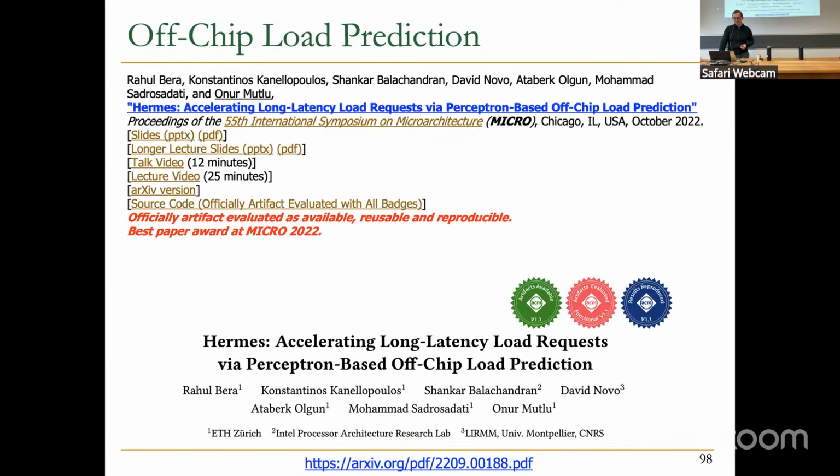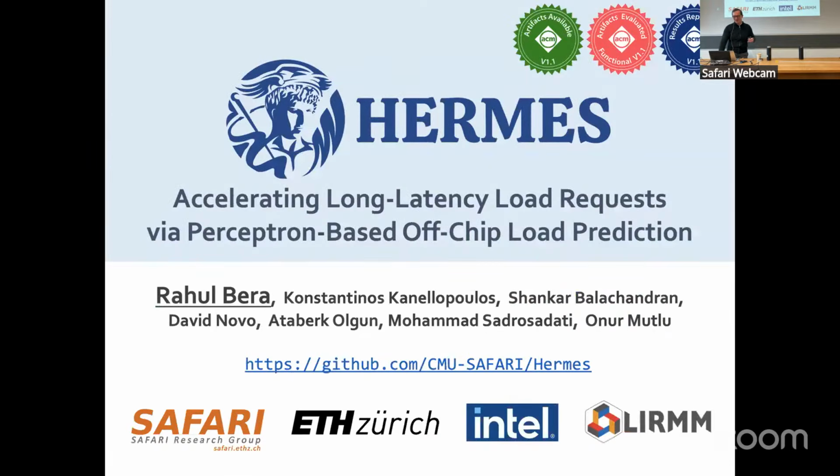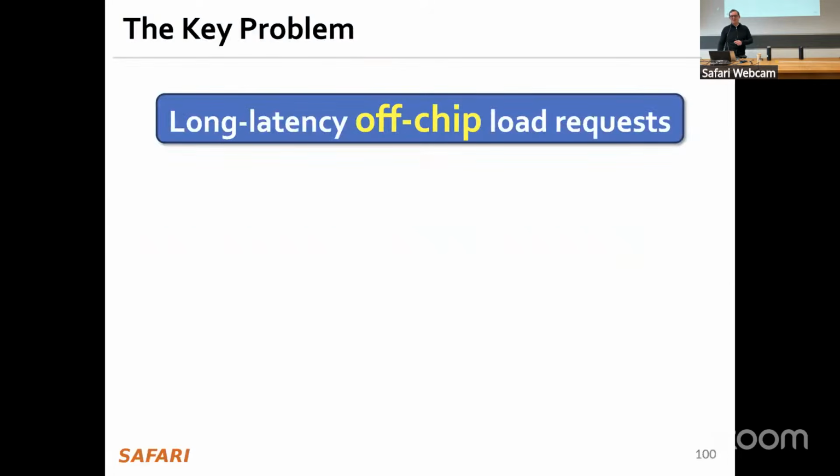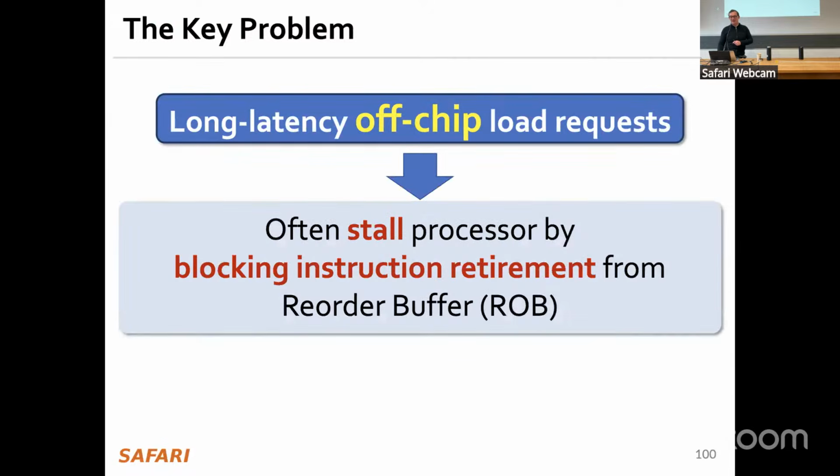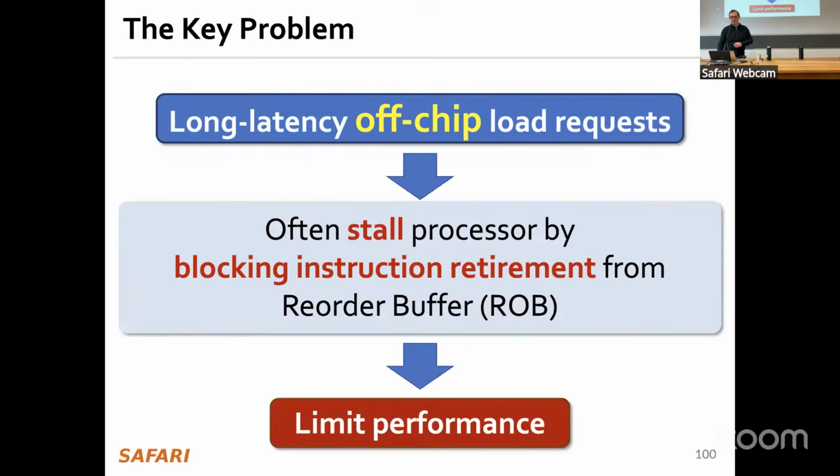This was published in MICRO 2022. It got Rahul's first best paper award. He got another one in ISCA 2024. It's hard to get these best paper awards, and I think these are deserved. I'm going to talk about this relatively quickly. Basically, the problem is long latency off-chip load requests, and we know that these are not good for performance.